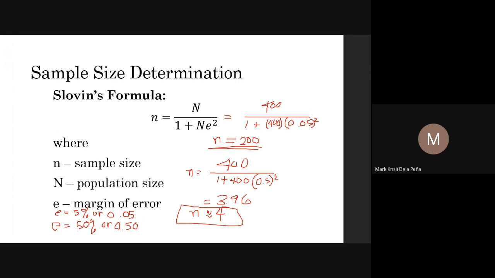However, if you are dealing with processes or experiments that need to be really accurate, then you have to decrease your margin of error. That is how we use Slovin's formula. In later examples, we will make use of this. You have to check your module for the different examples or problems that you need to solve. Just follow this Slovin's formula.